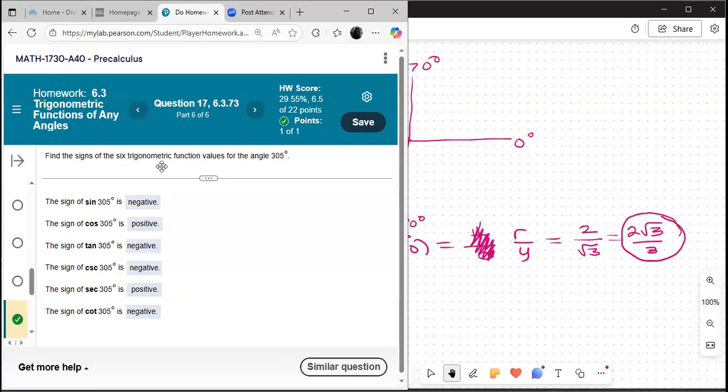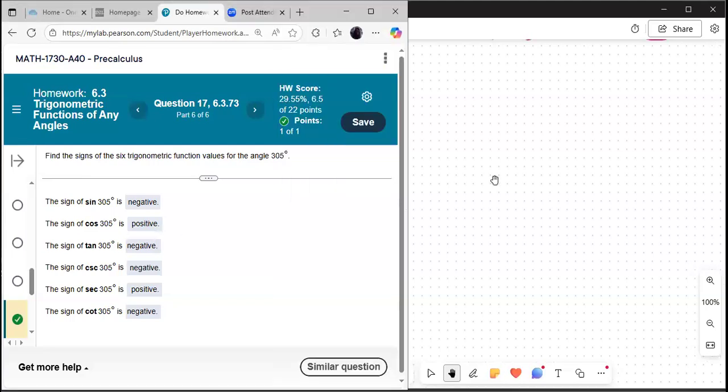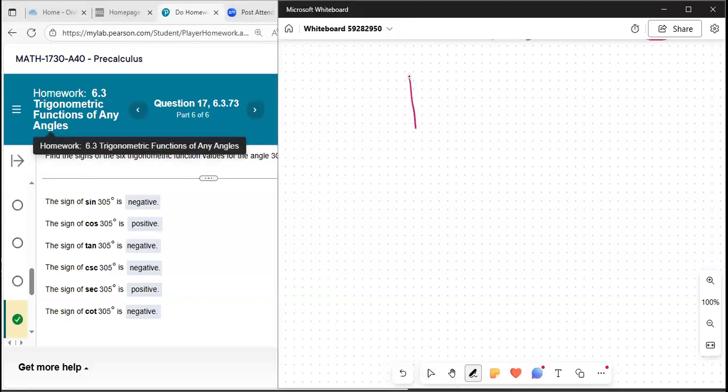Okay, so find the sines of the 6 trig functions for the angle 305 degrees. So we just need to do a little sketch. 305 is almost a complete rotation. So this is 305 degrees. So if this is 360, then 360 minus 305 would be 55 degrees. So this is our reference triangle.